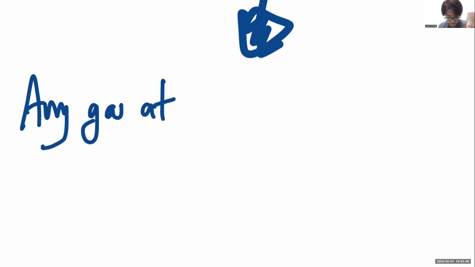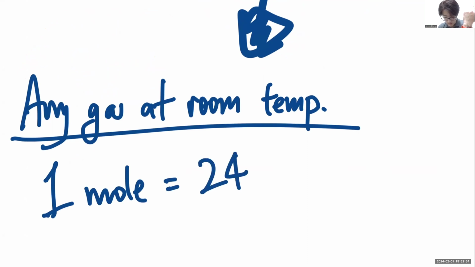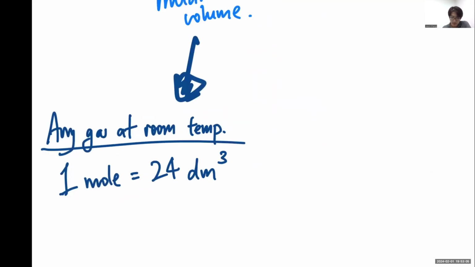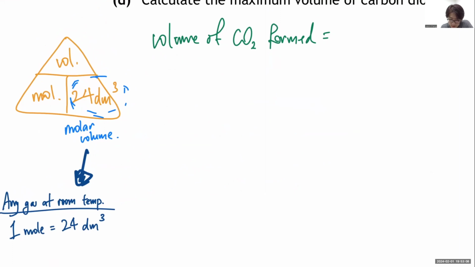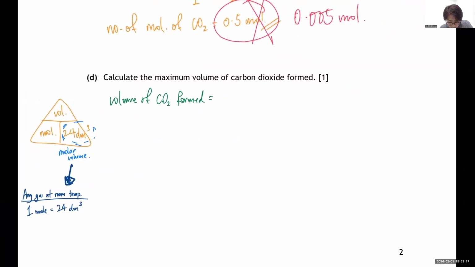Okay? Right? So we can take this opportunity to remind ourselves: one mole of any gas at room temperature will always occupy 24 dm cubed. Okay, so how do we use this triangle now? I want to find volume. I use mole times 24 dm cubed. So I have 0.005. So here we have dm cubed.